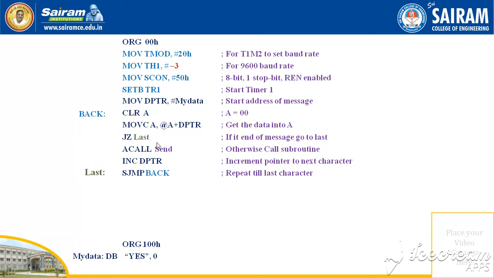And then, whenever it is 0, that is the last character, it comes to S jump back. So now we'll see S jump. So it comes to S jump start. Start, go to again load the repeater with the initial address. So this is the call send subroutine.